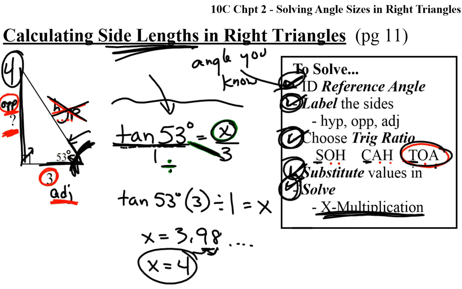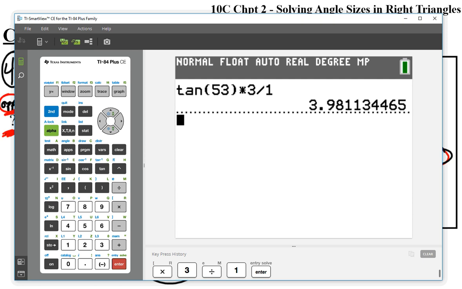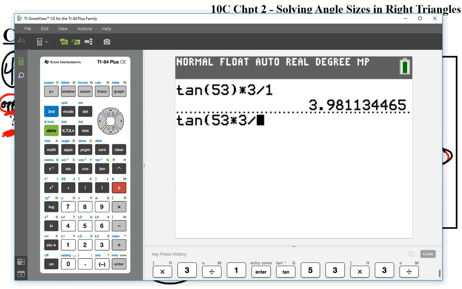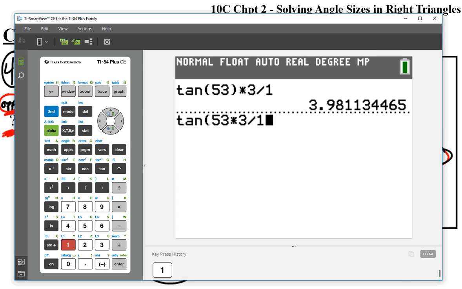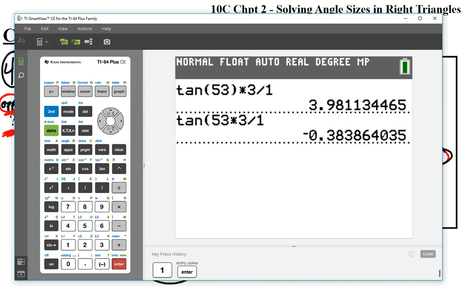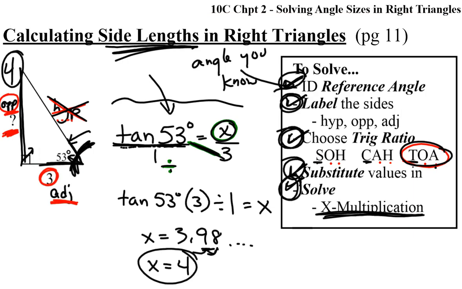There's the process. Now, just going back really quickly, you'll see if I did tan 53 times 3 and don't put the brackets and divide by 1, that's saying that this 53 times 3 divided by 1, all of that is going to be tanned. We just want 53 to be tanned. So it's essential because if I hit enter there, not even close to the same. Make sure your degree is put in brackets. There's your steps. Not overly complicated.